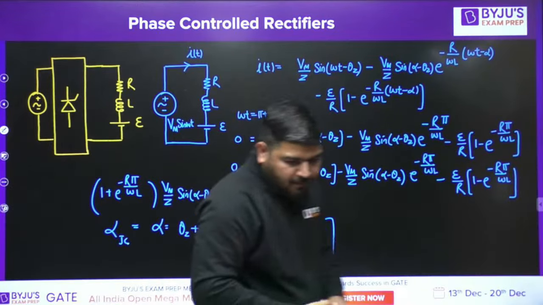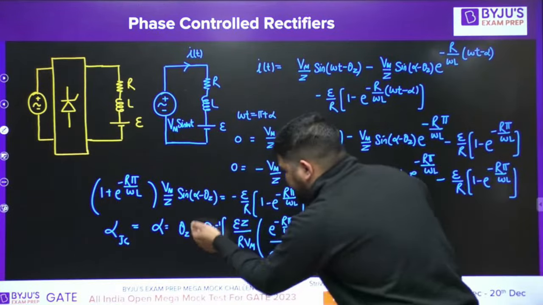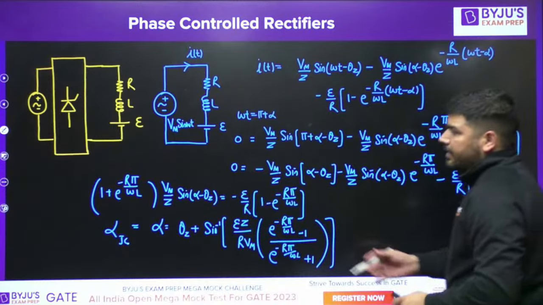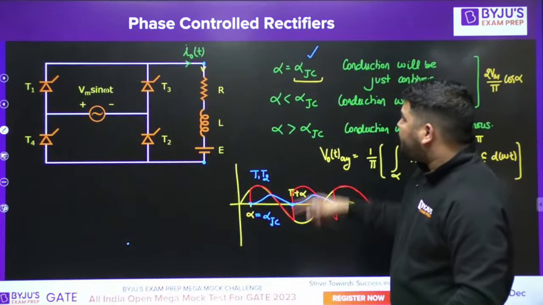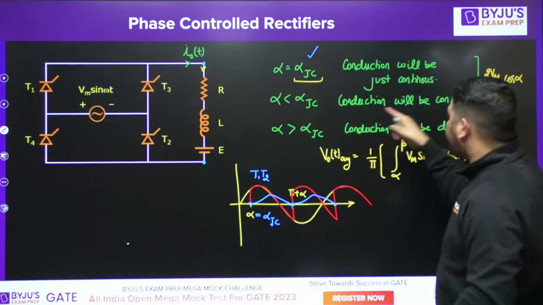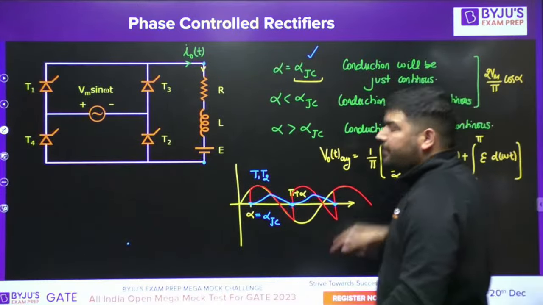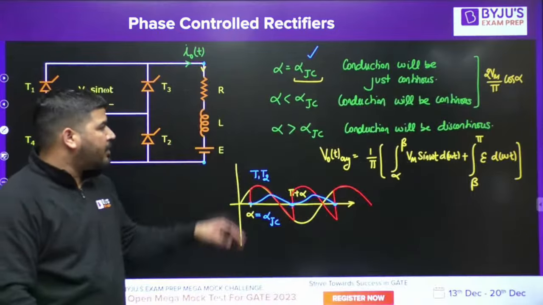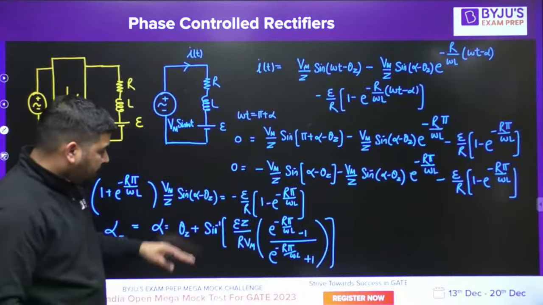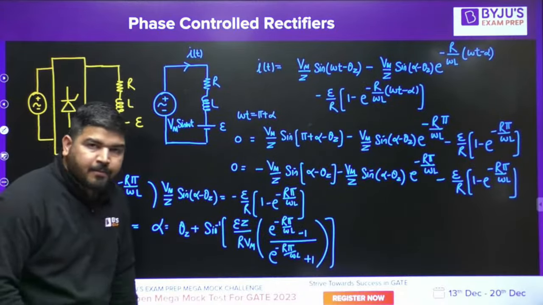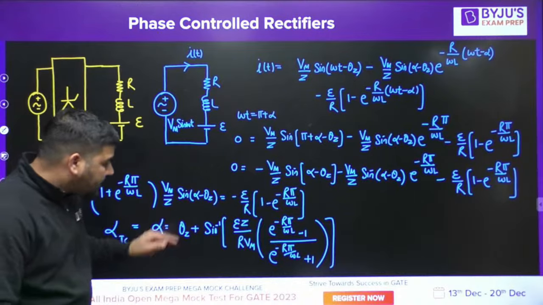You can see that alpha JC is equal to theta Z plus this angle. This is the angle alpha for which the conduction is just continuous. If alpha is less than alpha JC, conduction will become continuous, and if alpha is greater than alpha JC, conduction will become discontinuous. Okay. Now, if you see it carefully, this is less than theta Z.